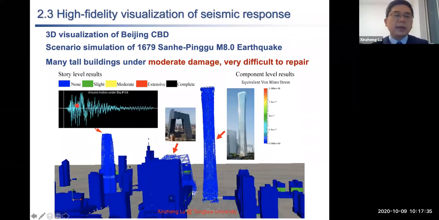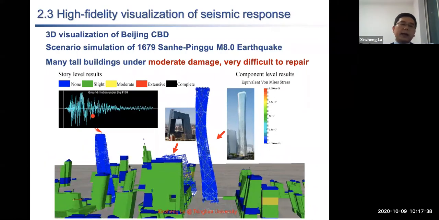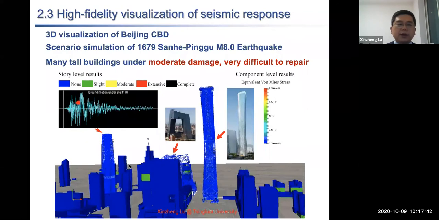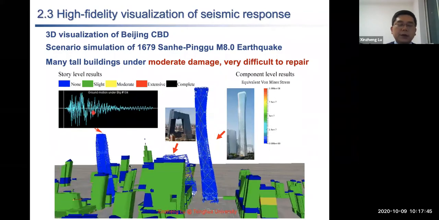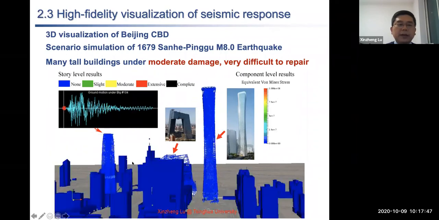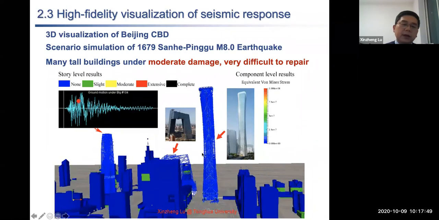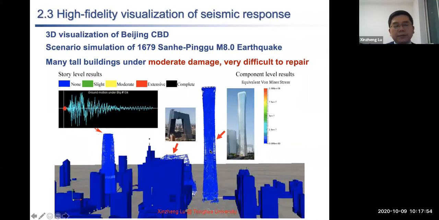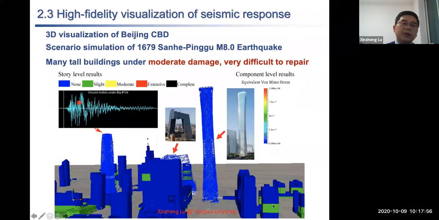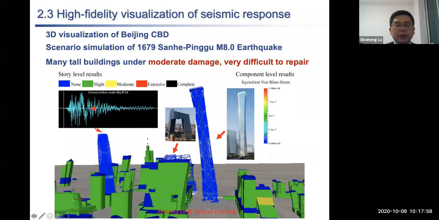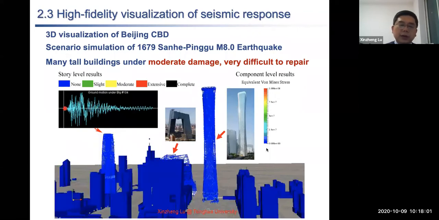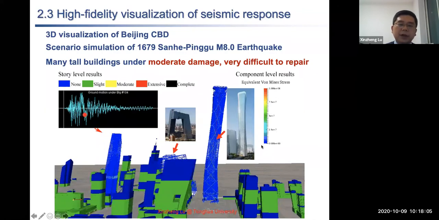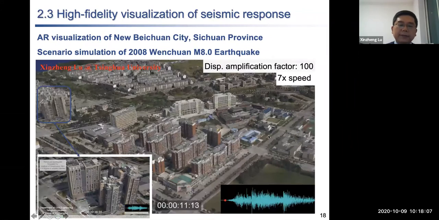Okay, so here is another example where we simulated the entire Beijing CBD area subject to a magnitude 8 earthquake, like the one that happened in Beijing about 300 years ago. We can see that many of the tall buildings go to the yellow color, which means the damage of the building reaches moderate damage. And such moderate damage to these tall buildings is very hard to repair. So this also clearly shows the requirement of resilience for this city area.